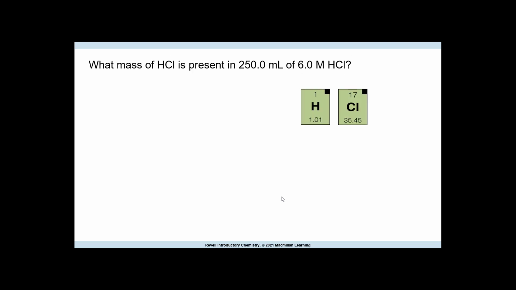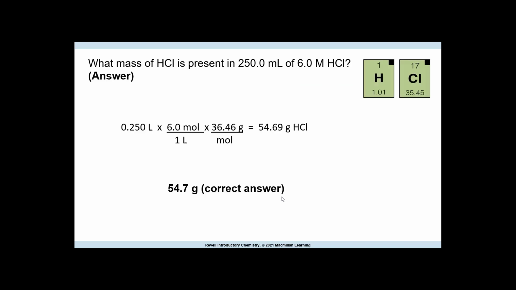What mass of HCl is present in 250 mils of a 6 molar solution? Now, this is not a difficult problem. However, you're going to have to change things around in order to determine what the mass is. Since we don't work with mass right now for molarity, we need to get the moles and then convert to mass. That's the only difference that we're doing here.